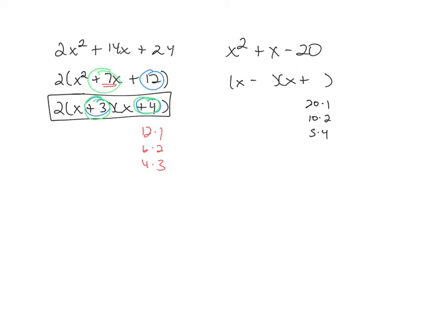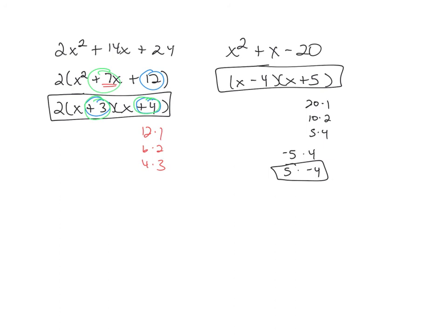But I have a negative and a positive. So is it -5 and +4, or is it +5 and -4? Which one of those makes a +1? The last one does. So the 4's got to go where the negative sign is, and the 5 where the positive sign is.